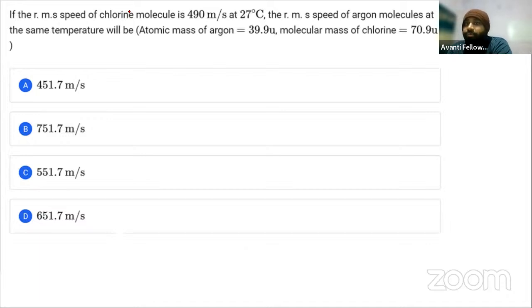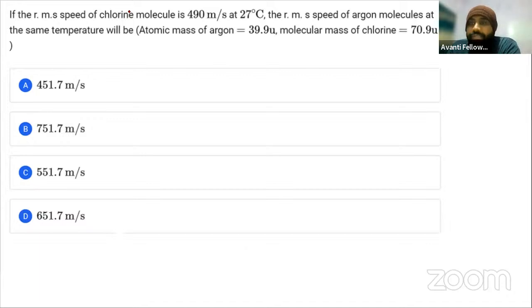Why atomic and why molecular? Because argon is a monoatomic gas, so a single atom is the stable form. That is why the mass is calculated in atomic terms, atomic mass, because only a single atom is there.